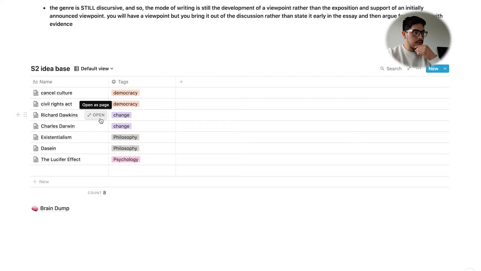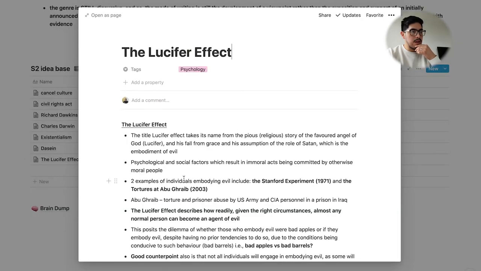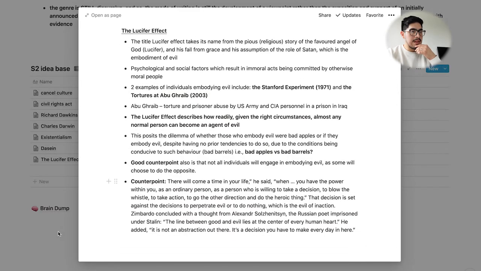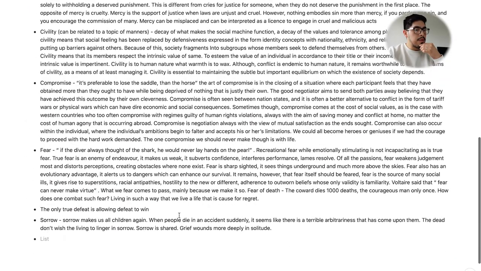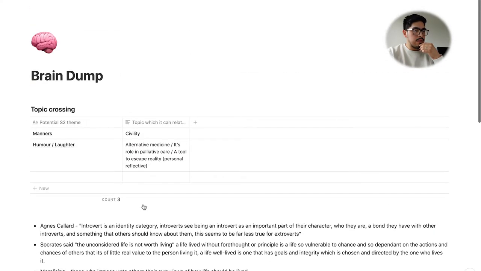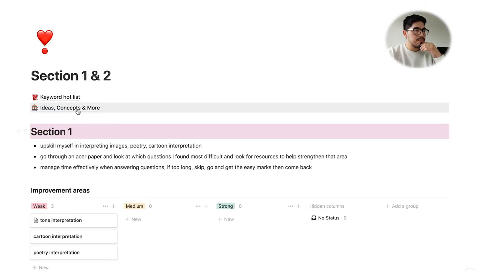For example, if you go to, let's say, the Lucifer effect in psychology, I had some main points. Brain dump was also some random things that I couldn't be bothered to organize that much, but I knew I could look into and extract some information.